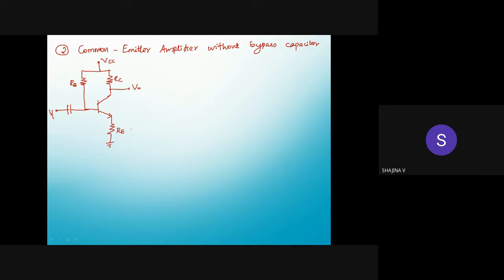So this is my common emitter amplifier without bypass capacitor. That is the point you have to note. Here bypass capacitor C is not present. Okay, if bypass capacitor is present, there will not be any feedback.